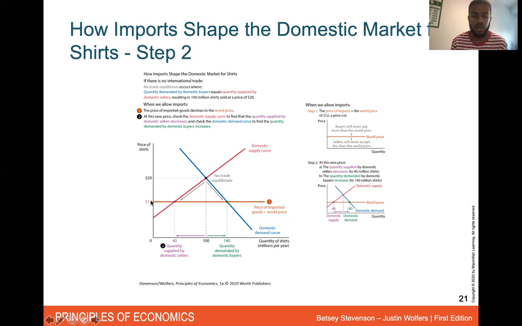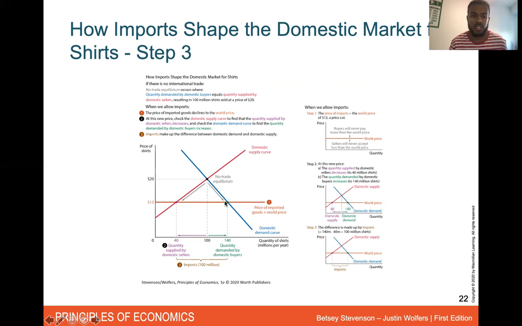And now if you follow this straight line at $12, the world price line, you'll see that it's going to intersect the domestic demand curve at this point. And this 140 million t-shirts is going to be the quantity demanded by domestic buyers at this price. So now that the price is at $12, people are going to demand a lot more. They're going to demand more than they demanded when it was at $20. So you're going to see here, this is a new demand.